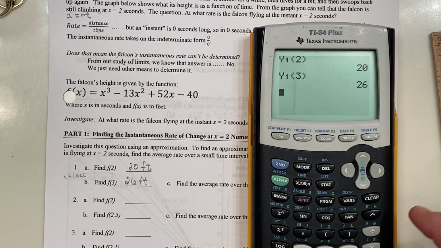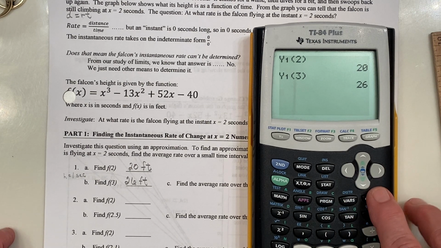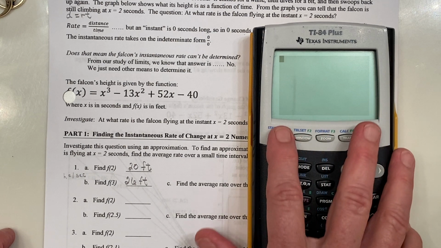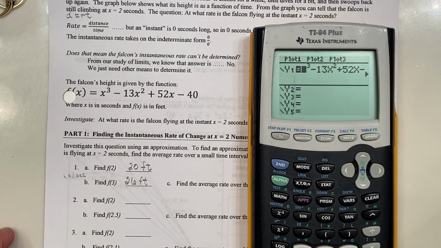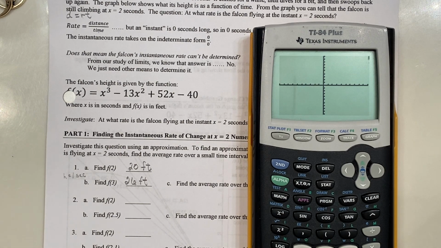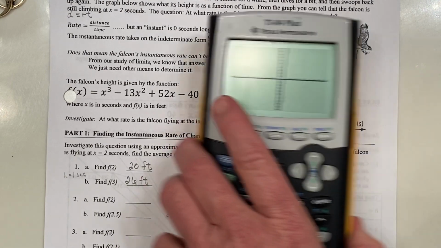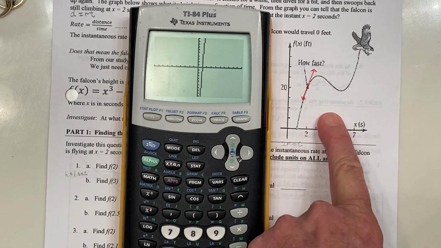Now, of course, you can use your table feature too. You can also use your graph to trace if you want, so let's remind ourselves about that. Remember, we have the cubic equation stored in y1. Let's go ahead and graph it. Probably you're in the Zoom 6 window, the standard window. Well, this doesn't at all look like this graph right here. Well, of course it doesn't.